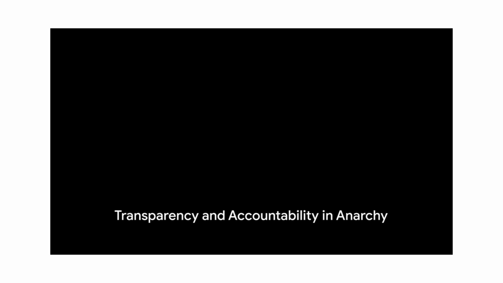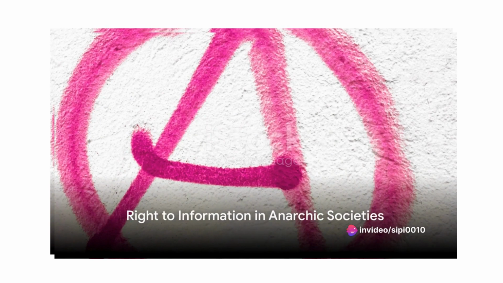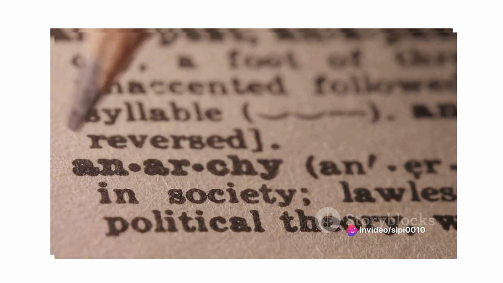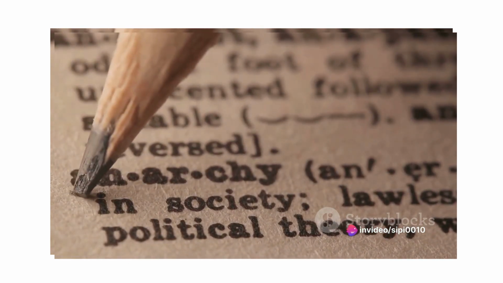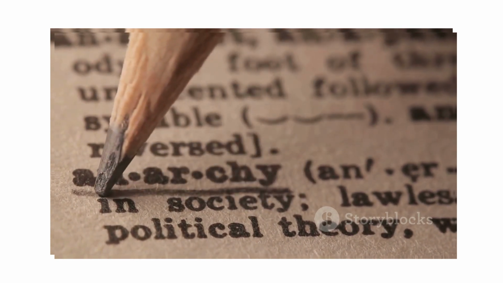Transparency and accountability in an anarchy are based on voluntary mechanisms and informal community norms. Individuals are expected to be open about their actions and decisions, and there may be informal systems of dispute resolution to address conflicts. The Right to Information Act is not applicable in an anarchy, as there is no formal government to provide access to information. However, individuals are free to seek and share information as they see fit.